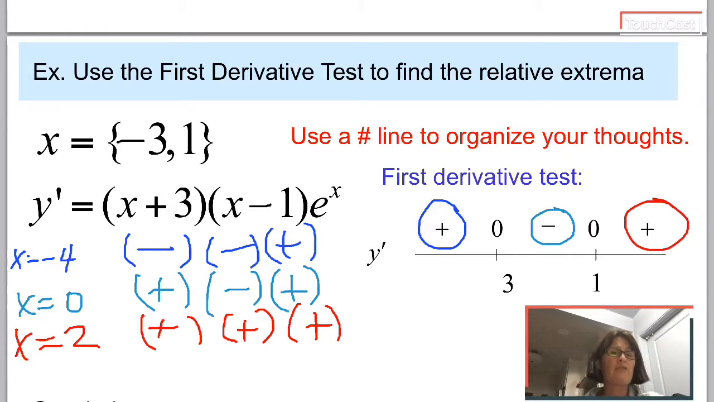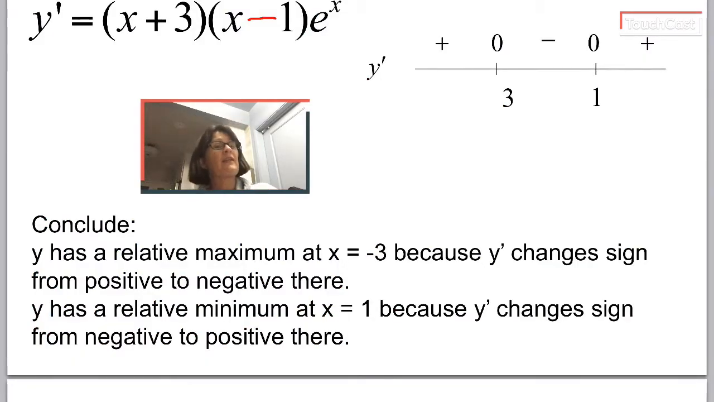Now that I have my number line all filled in, notice I'm interested in the sign of y prime. All those numbers I was testing in y prime to see if y prime became positive or negative. So there's my conclusion. I can say that y prime changed from positive to negative at x equals negative 3. So y has a relative maximum at x equals negative 3 because y prime changes from positive to negative there. And y has a relative minimum at x equals 1 because y prime changes sign from negative to positive there.